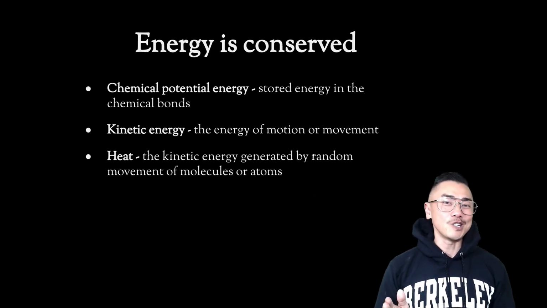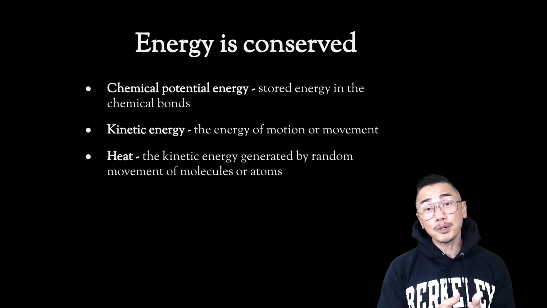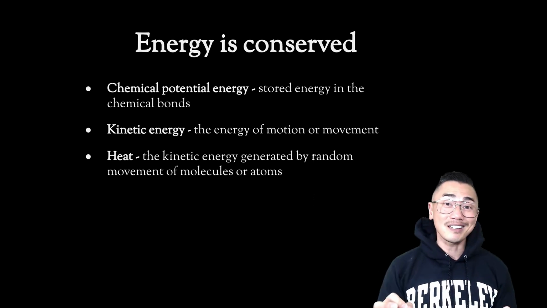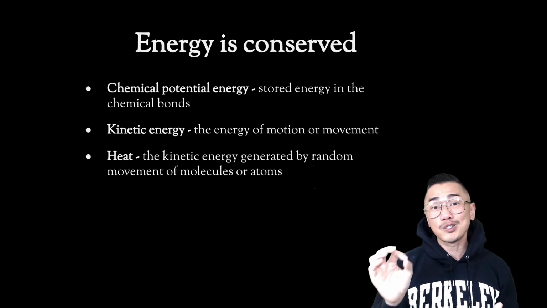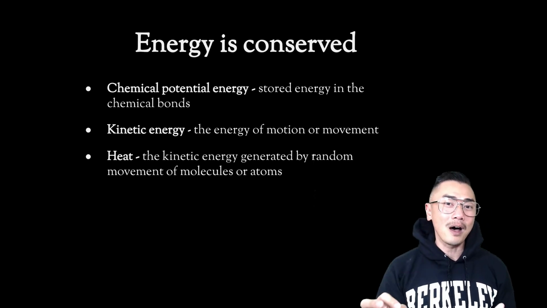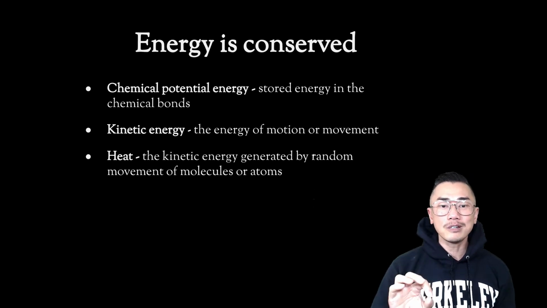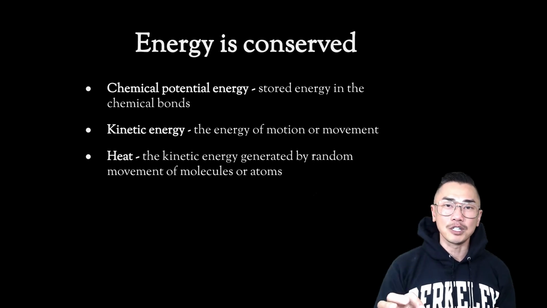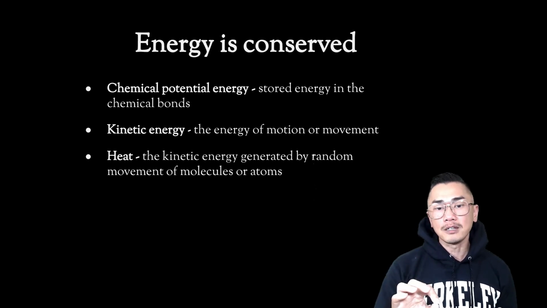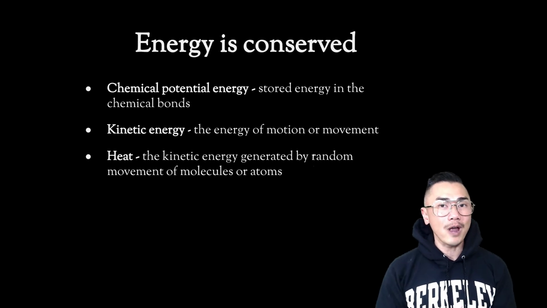Three types of energy that are going to be important to our discussion of biology are chemical potential energy, kinetic energy, and heat. Chemical potential energy is stored energy in chemical bonds. Kinetic energy is the energy of motion or movement. And heat is a type of kinetic energy produced or generated by random movement and collision of molecules or atoms.